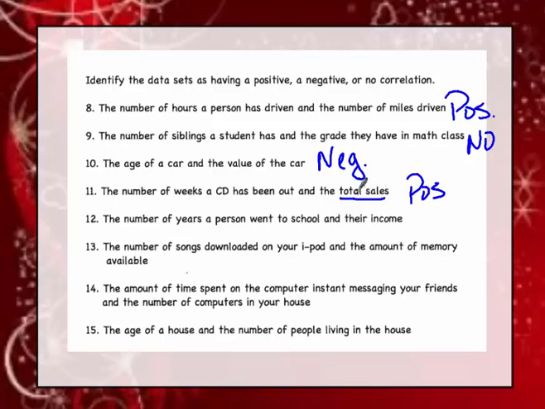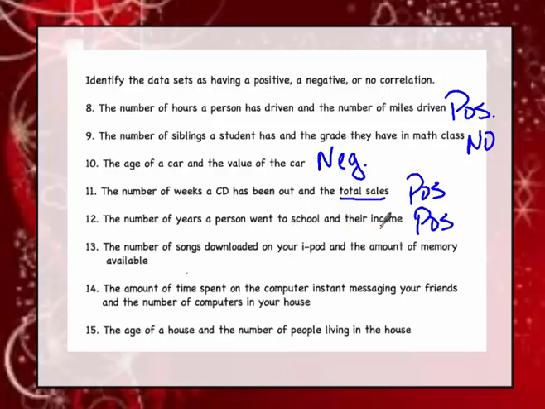Number 12, the number of years a person went to school and their income. Now, typically, if you go to school for a lot of years, you're in there to make a big income. So this one would be a positive. The only profession that doesn't hold true on that would be that of a teacher. We spend lots of years in school, but yet our income doesn't get higher.